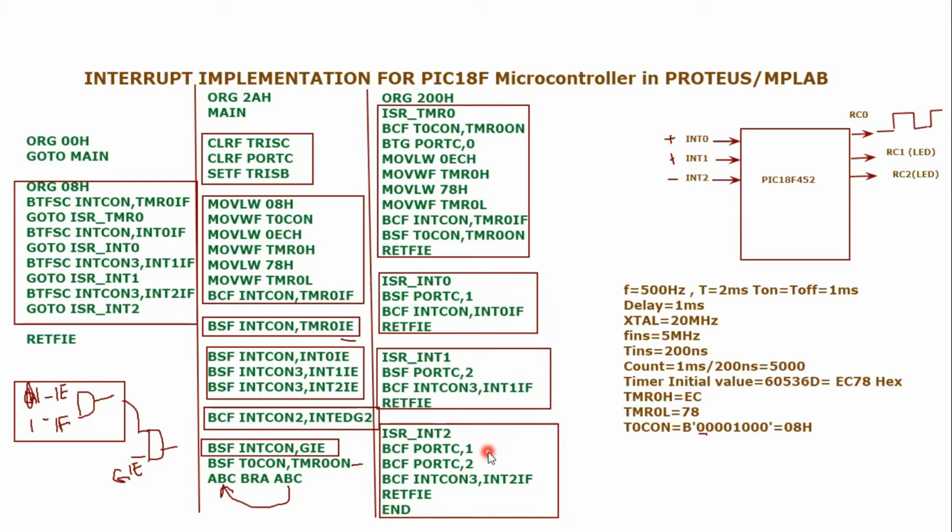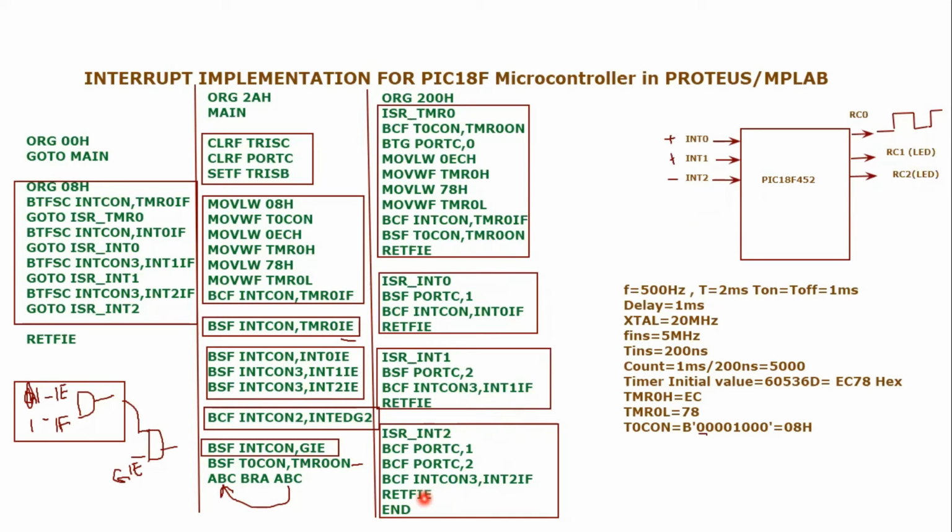And what we are doing in interrupt 2, remember, interrupt 2 is designed to clear both LEDs, or to turn off both LEDs. So we are turning off both LEDs and then clearing the flag of the respective interrupt and retfi. That means we are returning to the main code and also enabling the interrupt. I hope this code is much clearer and you can easily understand it now. If you have any query, you can post your queries in the comment section.